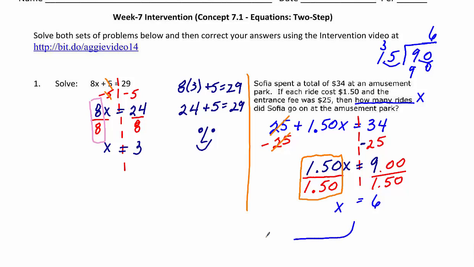And then we would do this same type of check to see if it's right. We'd multiply 6 times 150.